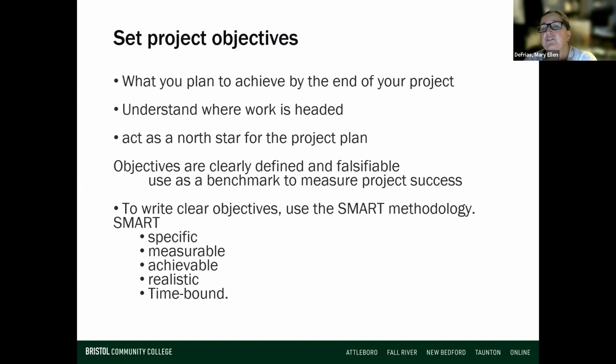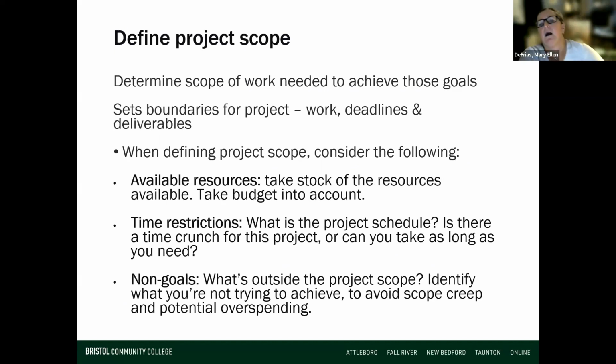Part of what you need to do to set the budget is to understand the objectives that you're trying to do. Okay. So if you understand the objectives, then it makes it easier for you to actually put the budget together. And so we talk about SMART technology: specific, measurable, achievable, realistic, and time bound. Okay. And then look at your project scope.